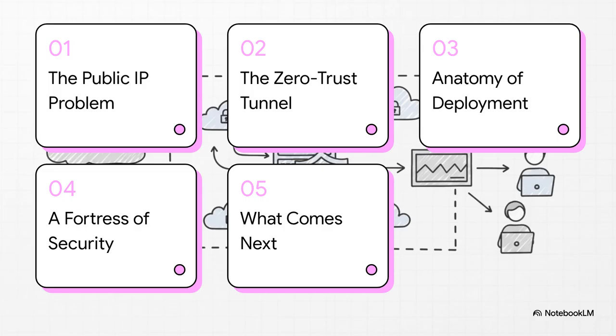So here's our game plan. First, we're going to tackle the big problem with public IPs. Then we'll introduce the really elegant solution, something called the Zero Trust Tunnel. After that, we'll break down the anatomy of how all the pieces fit together, explore the absolute fortress of security it creates, and finally, take a look at what comes next.